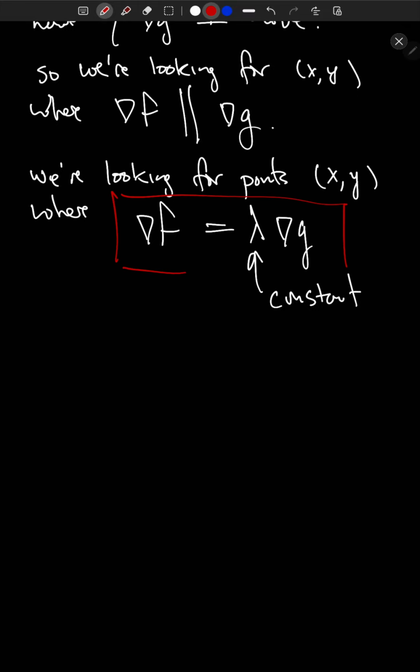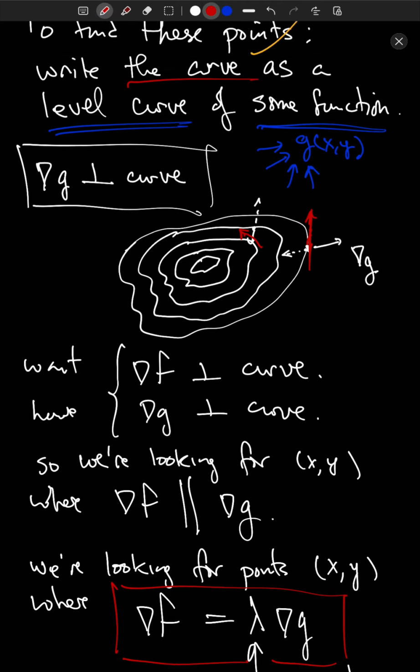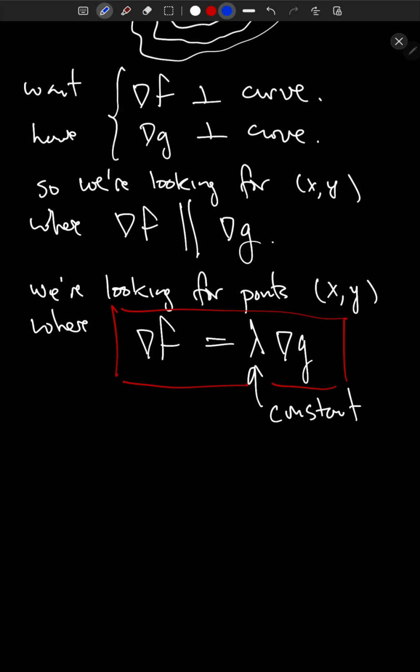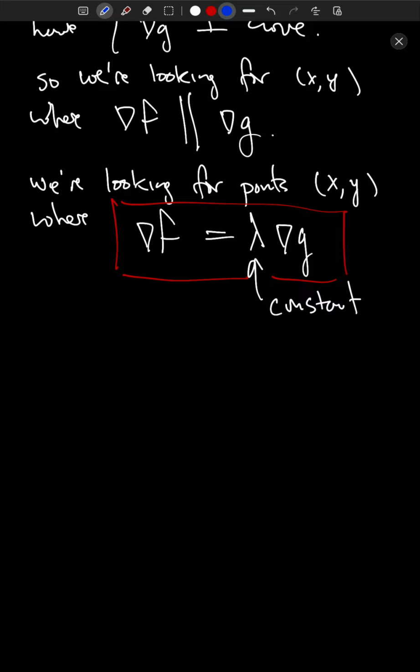This is the key formula that we're going to be working with, because now we actually have an equation that we have to solve. So all the way up here, for example, when we said we're looking for gradient f that's perpendicular to u, or perpendicular to our tangent direction, we don't really have an equation there, right? Now we actually literally have an algebra equation that, if we solve it, we're going to get candidates for our maximum or minimum.